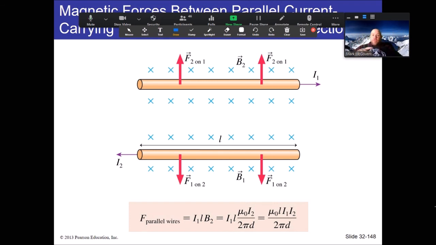Sorry. For the one on the bottom here, going to the left, on top it would go into the page. On the bottom, it would go out of the page. So again, you just imagine your thumb is the wire here, and you just curl around like this. That's the direction of the field. So, okay.